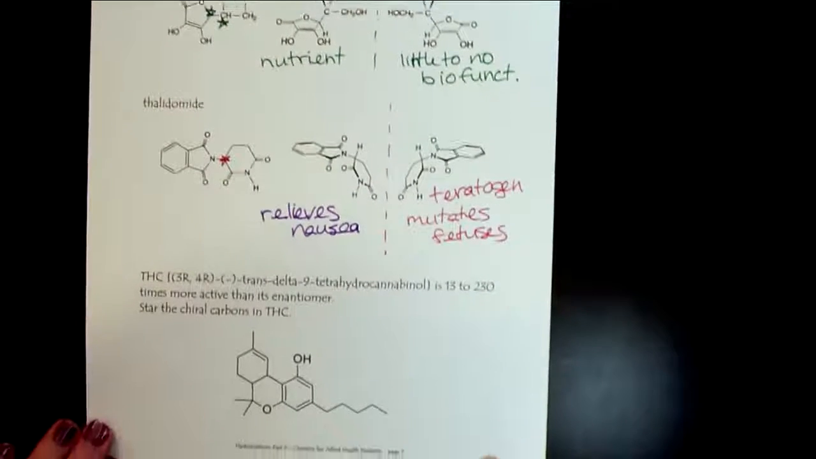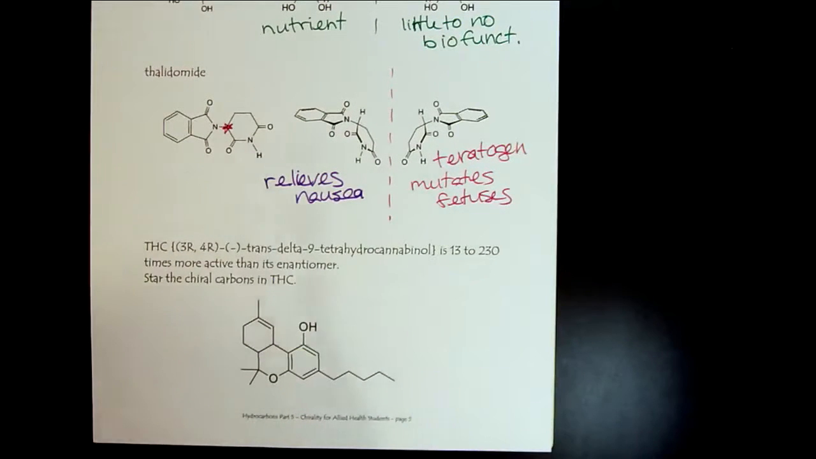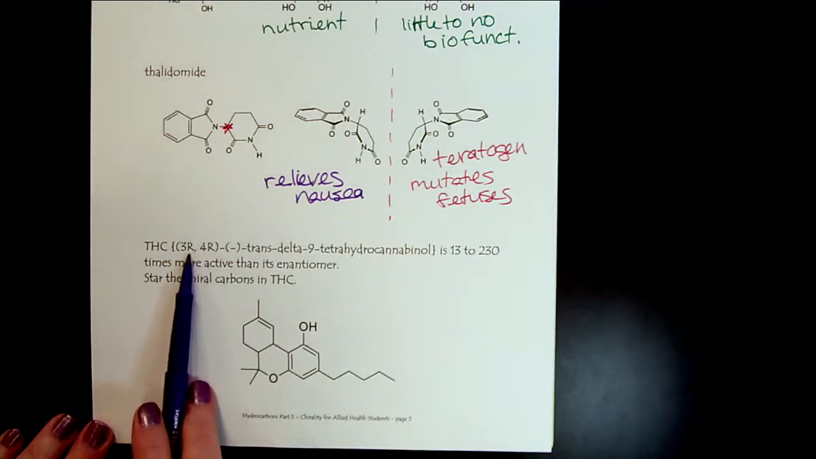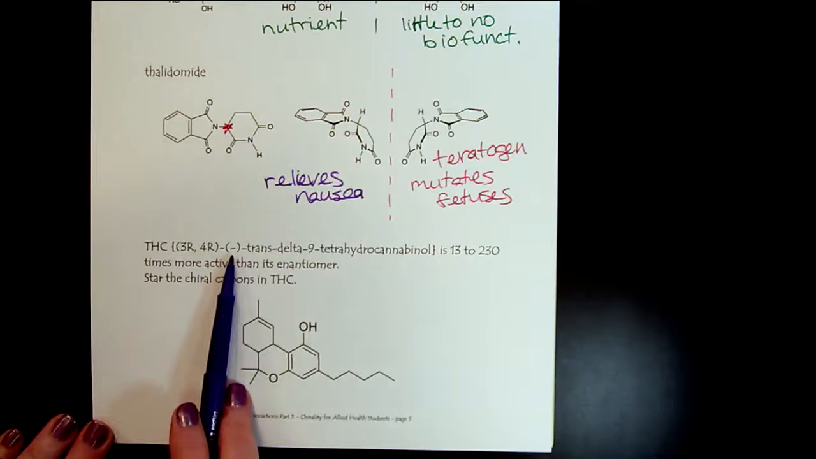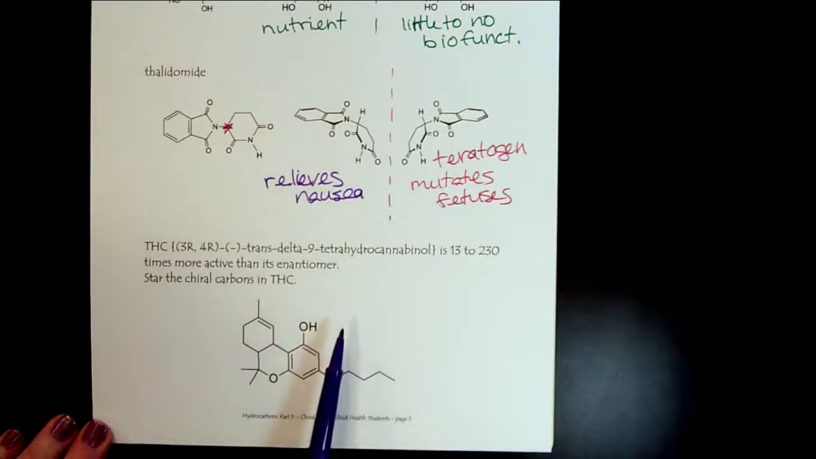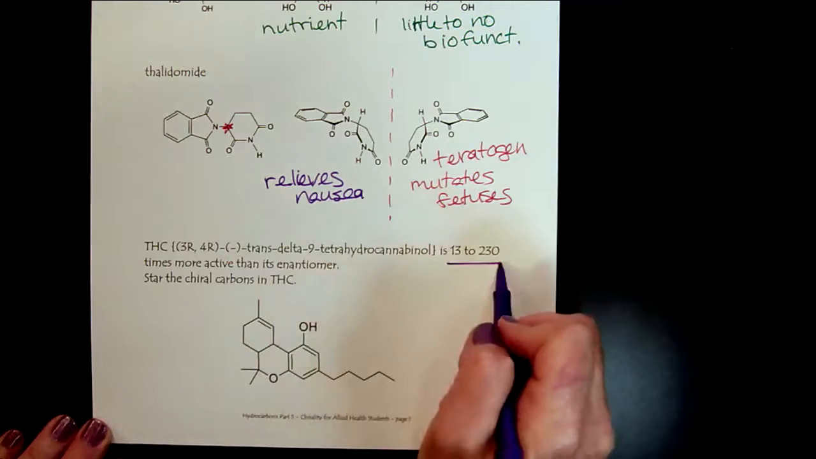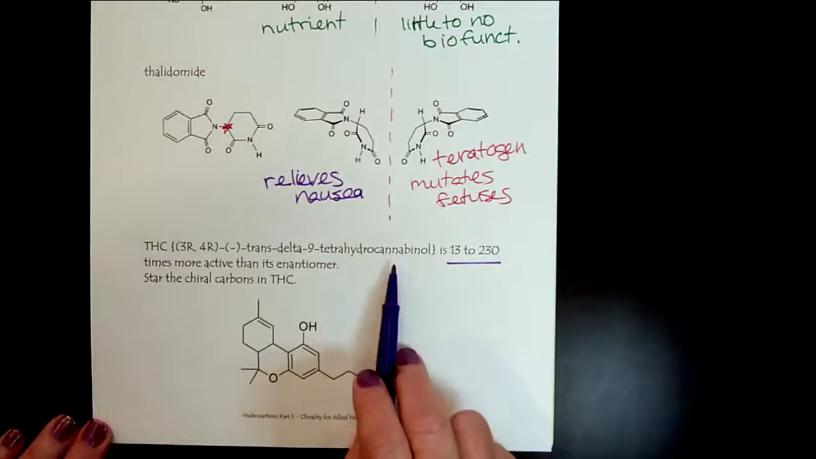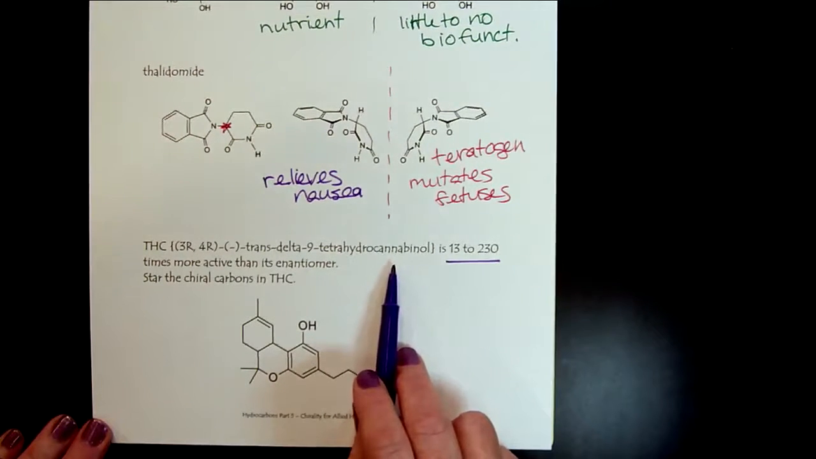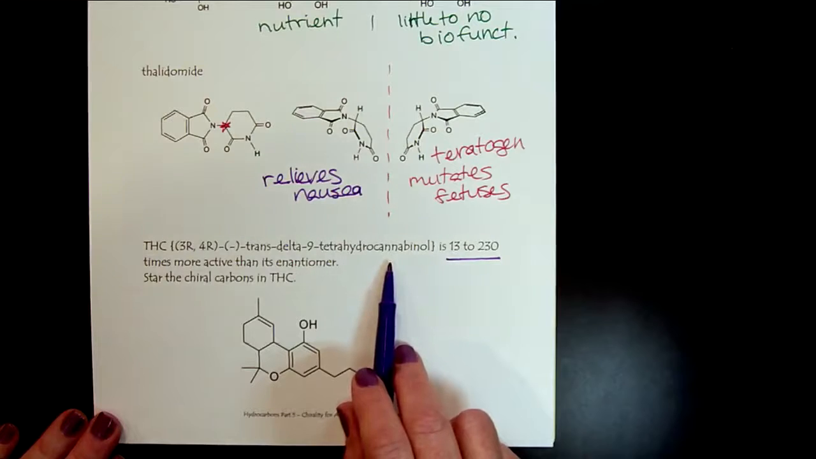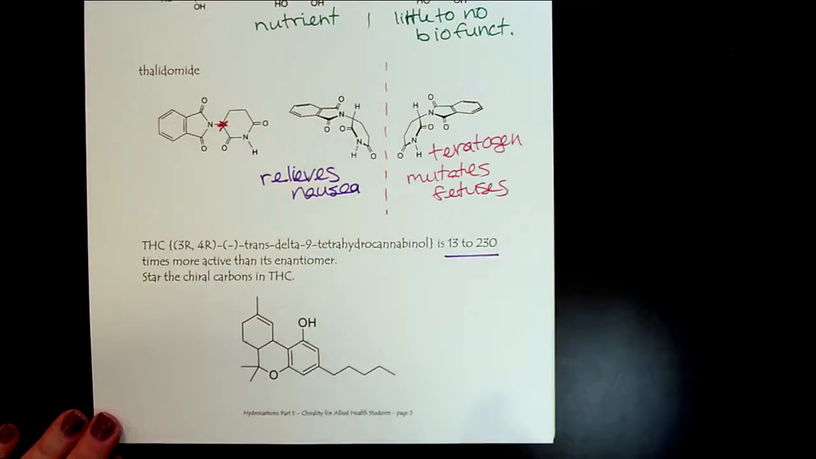One last example of chirality, THC, the psychoactive ingredient of cannabis. Here's the long name. So here I'd mentioned about the R's and the S's. That let us know that there's chiral carbons. Here's how it rotates light. Because it has chiral carbons, there's an enantiomer, but the active form is 13 to 230 times more active than its enantiomer. And the interesting thing about cannabinoids is they're also produced in our body as endocannabinoids. So as we explore the medical value of cannabis, we'll be looking more closely at this.